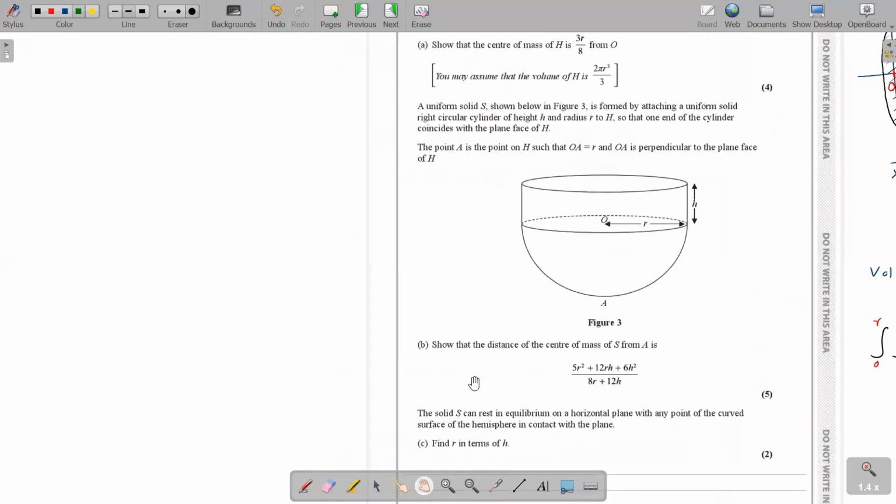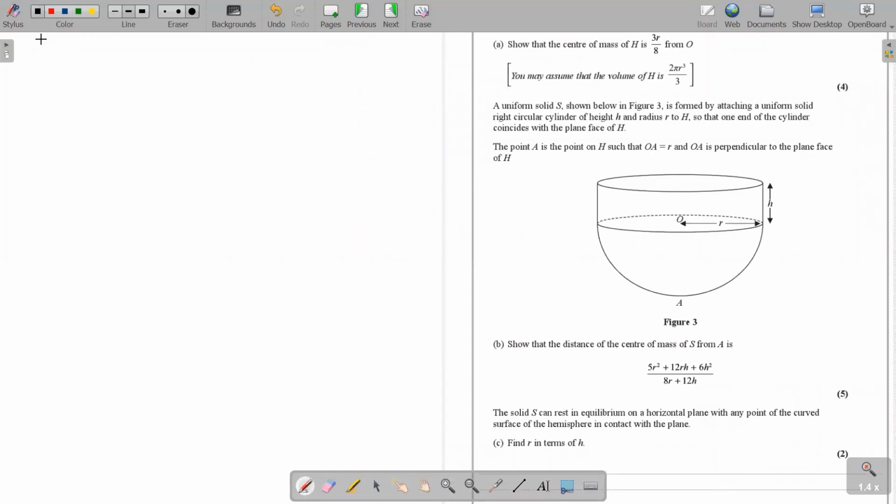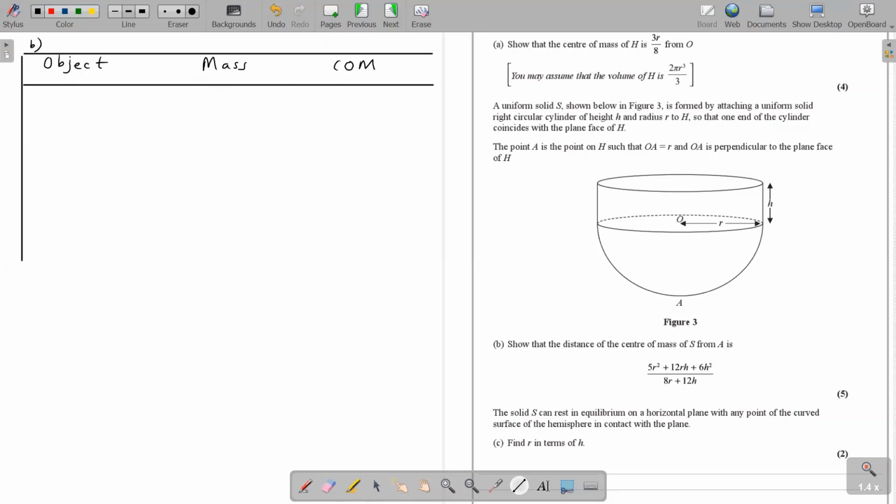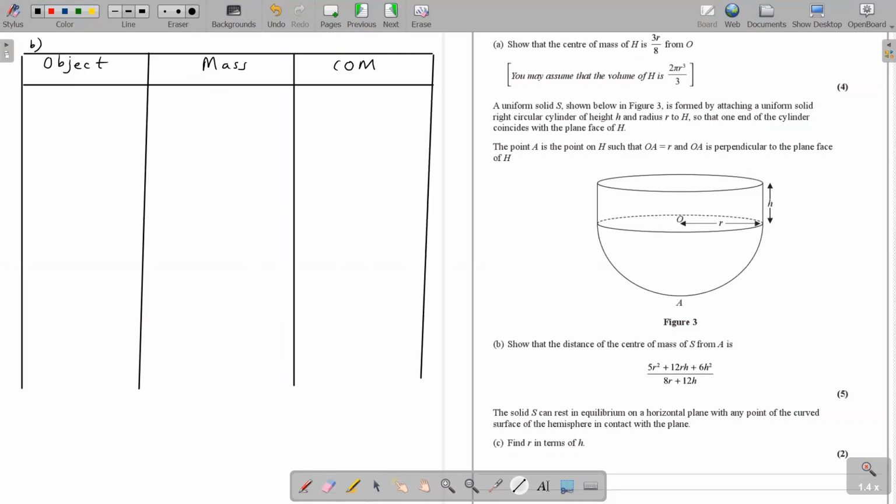Okay. How do we get the distance of the center of mass? What I'll do is I'll quickly draw a sketch here. This is part B, right? So the object, the mass, from the center of mass. Okay, so what's the first object that we need to consider here? The hemisphere. So I'll first consider the hemisphere.